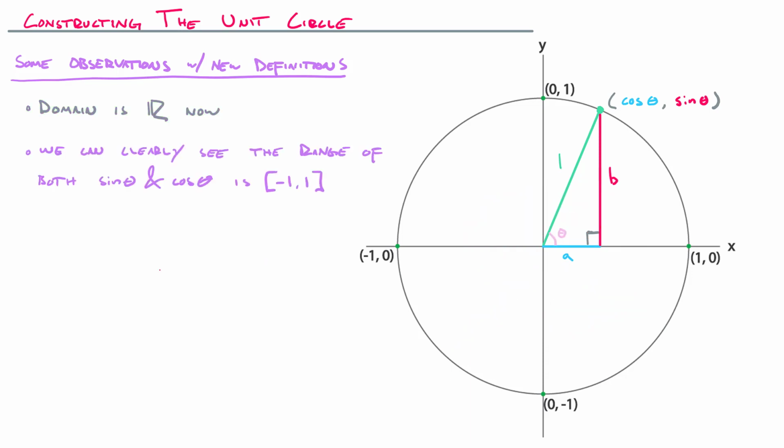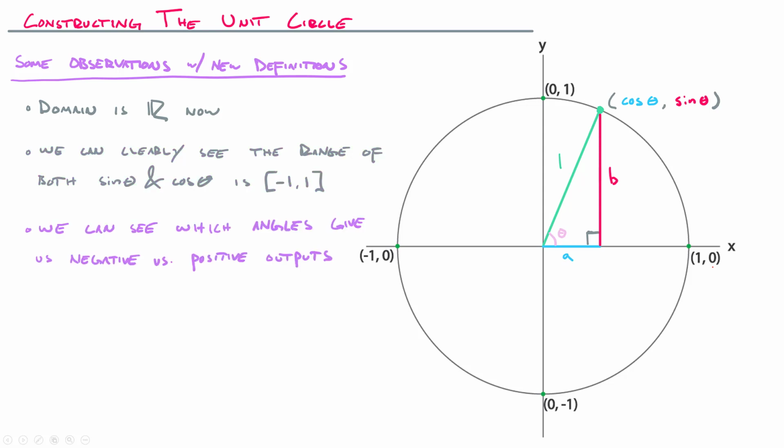Also, we can clearly see the range of both sine and cosine is -1 to 1. You can't get further away from the origin than 1 on something that's got a radius of 1. So when they're exactly in line with the y or x axis, then you're exactly 1 unit away, either in a negative direction or a positive direction. Verticality, that's sine of theta, because that's associated with the y coordinate. The horizontal movement, that's associated with cosine, the x coordinate. But the x coordinate can only be at least -1 and at most +1.